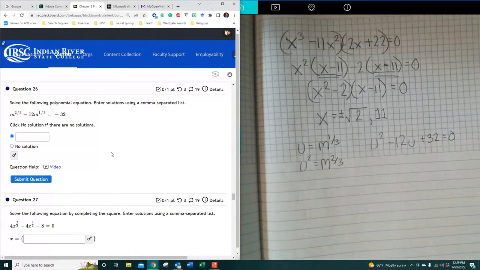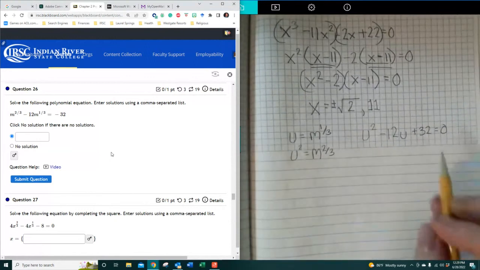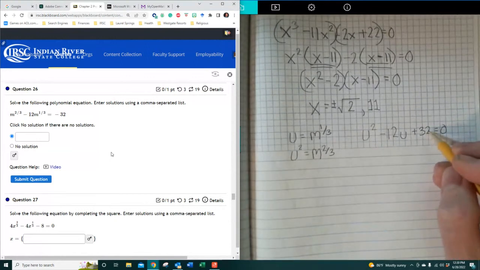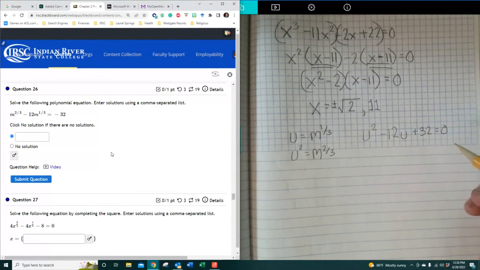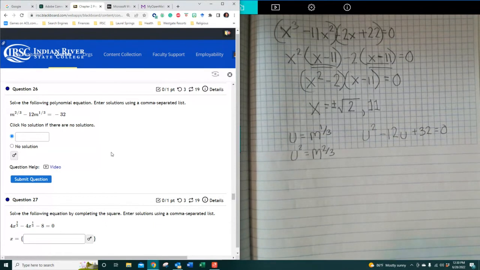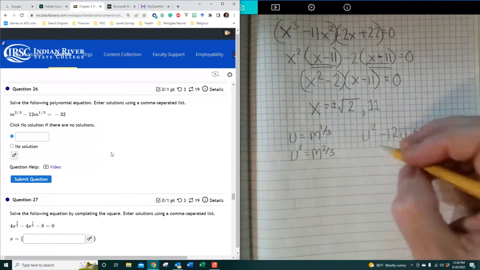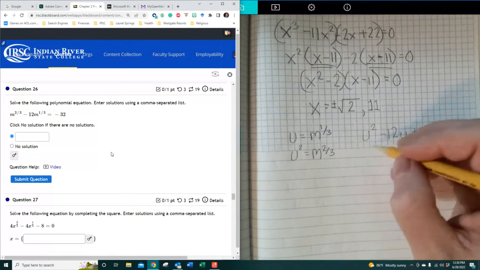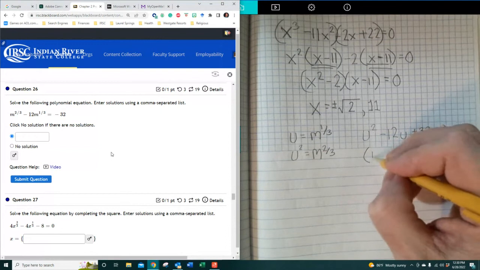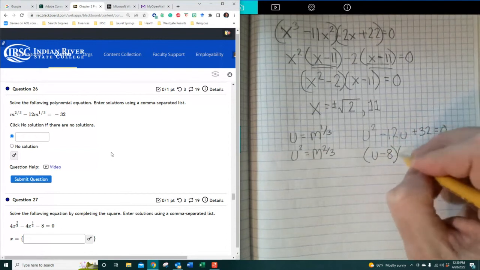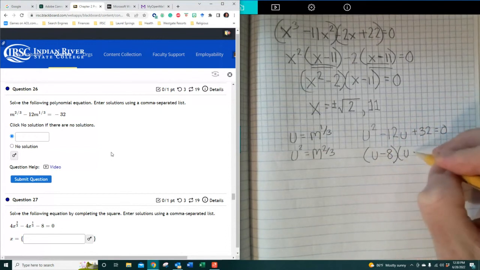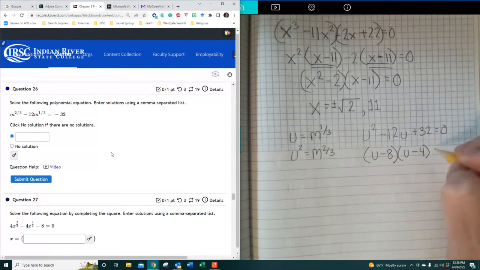And by the way, notice I brought the -32 over, made it become positive. Now, what two numbers multiply together to create 32 and add up to -12? So 8 times 4 is 32, right? So we're going to put -8 and then -4. And when you add that together, you get -12.